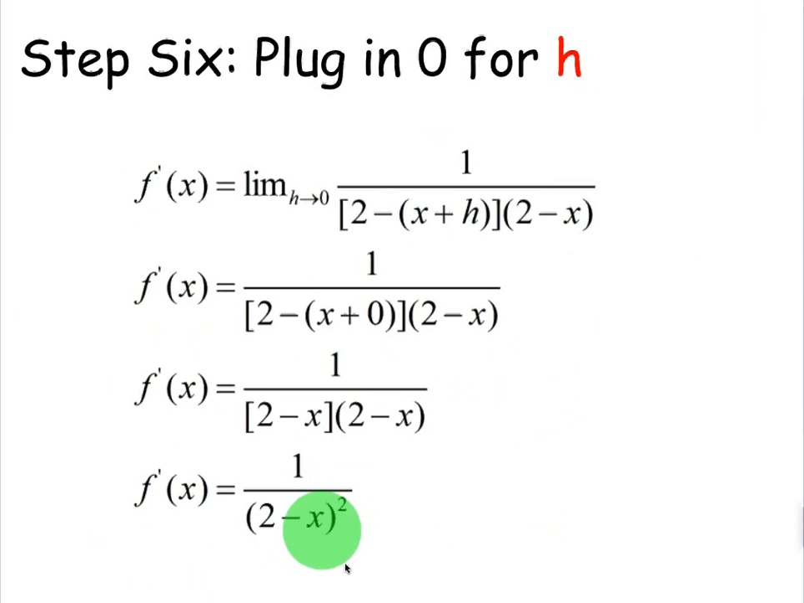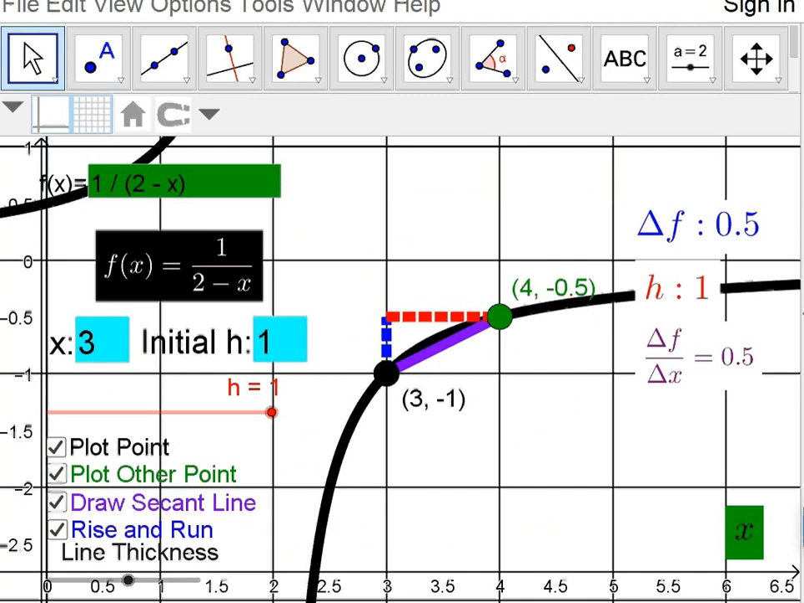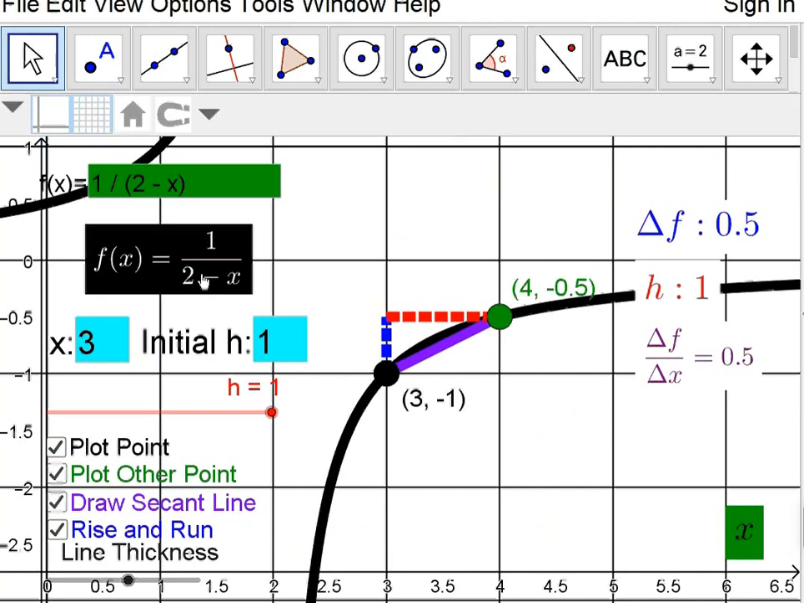So here is our graph of 1 over 2 minus x, and again we're concerned about what the derivative is at x equals 3. Again, notice that if we drag this green point closer and closer to the black point, this average rate of change, or this slope of the secant line, will approach the actual derivative, which is the tangent line. Let's go ahead and do that.